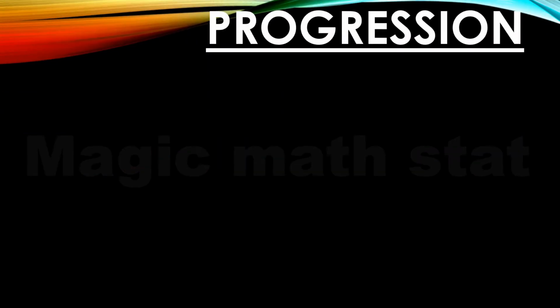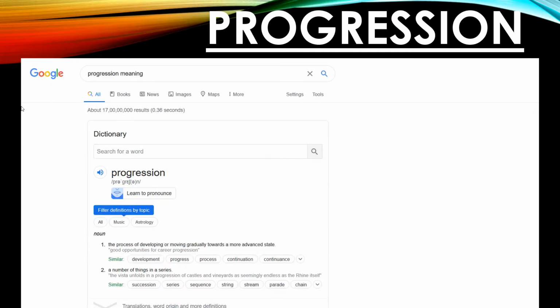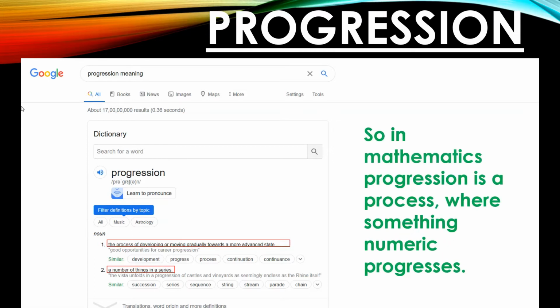If you search the meaning of this word in Google, you will get this: the process of developing or moving gradually towards a more advanced state. Another meaning is a number of things in a series. So, a progression is a process where something numeric progresses or develops. Let's get to the process.